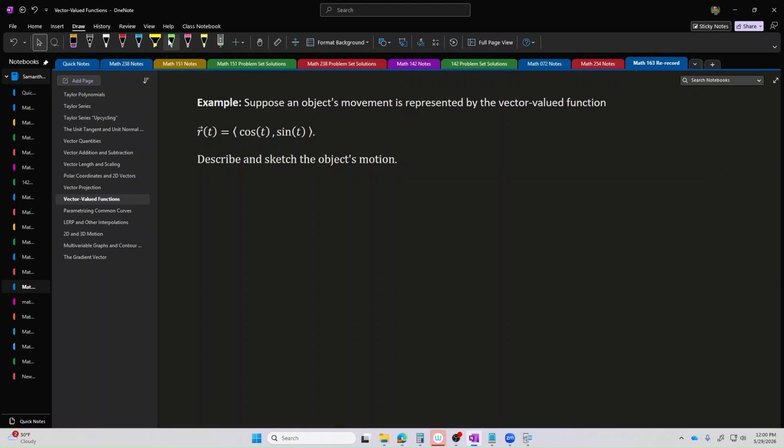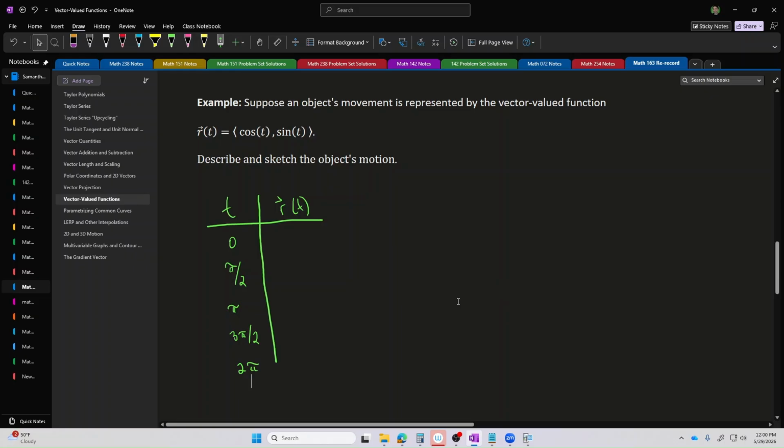Let's go ahead and describe the object's motion if its position is being represented by this function. You may actually be able to predict, just based on the nature of the functions in the components here, what shape is going to be formed. But you can always just plot some points. Now, there's no domain restriction in this problem that I have to consider. So I might just throw down some values of t that seem convenient based upon the functions that I'm given here. So something like t equals 0, t equals pi over 2, t equals pi, 3 pi over 2, and 2 pi. These are pretty convenient inputs for trig functions like sine and cosine.